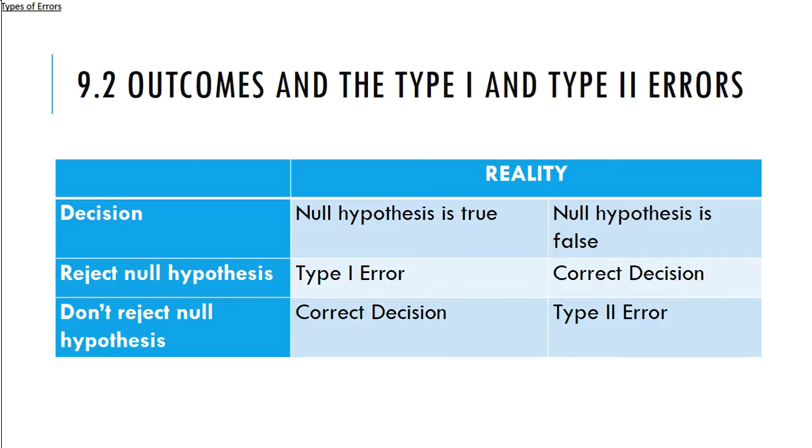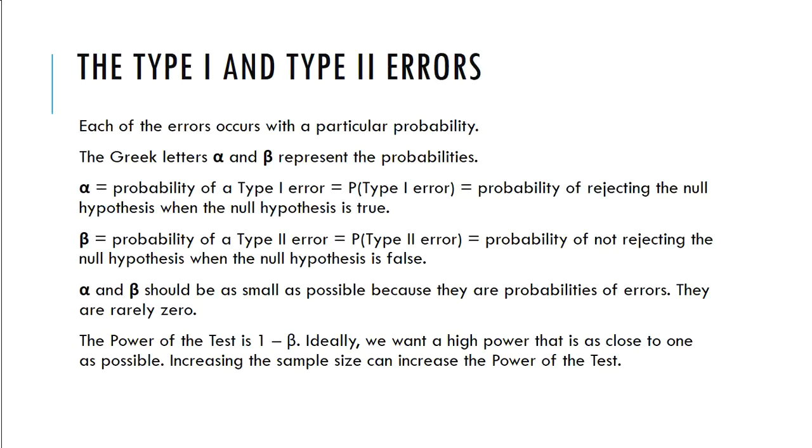So remember, type 1 is where the null was true, but you said it was false. And a type 2 error was where the null was false, but you said it was true. Each of the errors occurs with a particular probability. We use the Greek letters alpha and beta to represent the probability. Alpha is the probability of a type 1 error, so it's the probability of rejecting the null hypothesis when the null is really true. Beta is the probability of a type 2 error. That's the probability of not rejecting the null hypothesis when the null is really false.